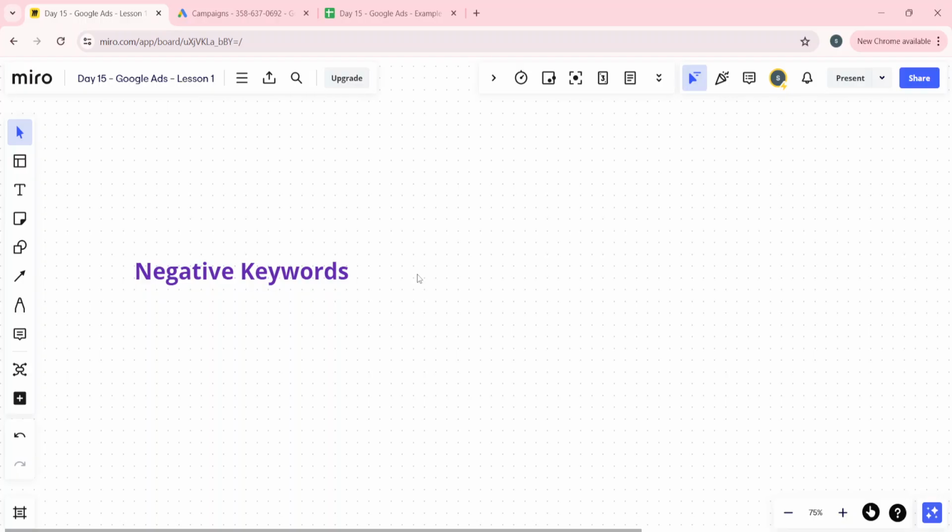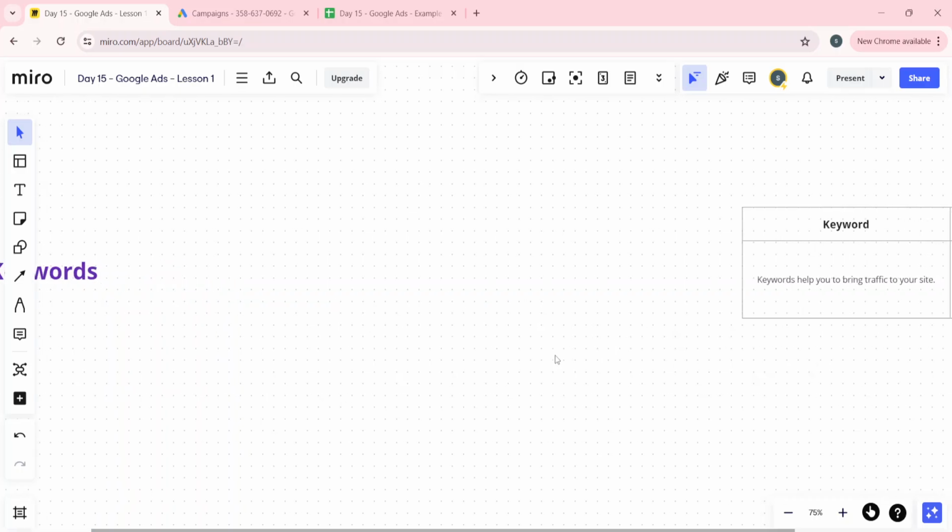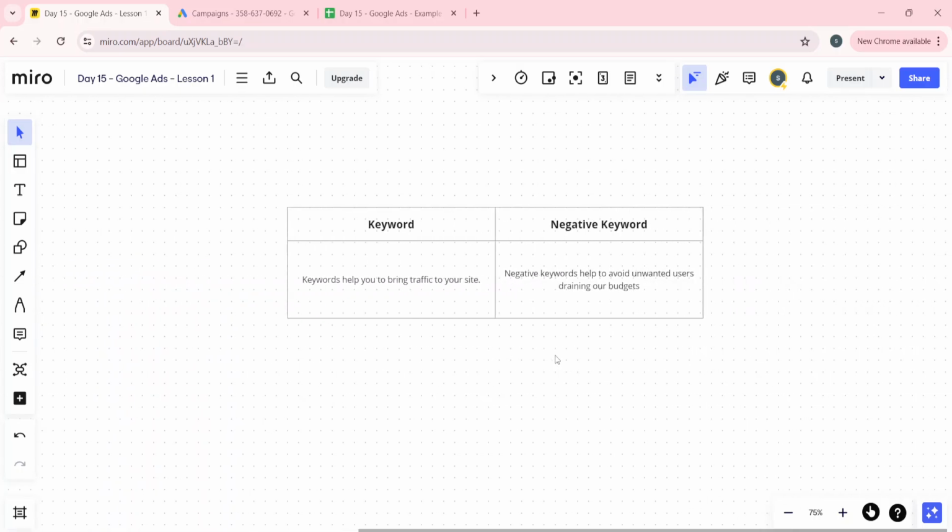Now I want to make a little distinction between a keyword and a negative keyword, so that you can understand it in a much better way. So what is a keyword? As I have said, it helps bring traffic to our website. These are words or phrases that we use in Google Ads search campaigns in ad groups. And what are negative keywords?